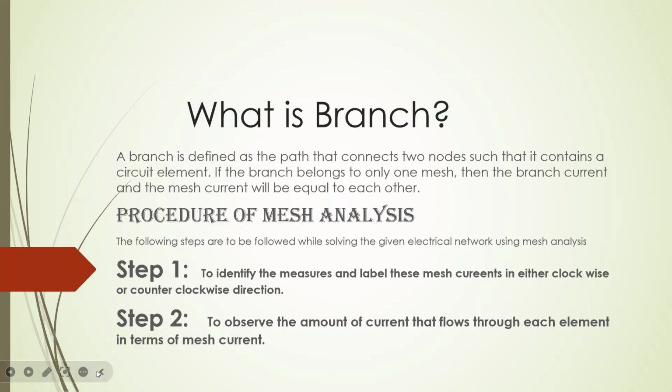First, what is a branch? A branch is defined as the part that connects two nodes such that it contains a circuit element. If the branch belongs to only one mesh, then the branch current and the mesh current will be equal to each other. The procedure of mesh analysis is: Step 1.